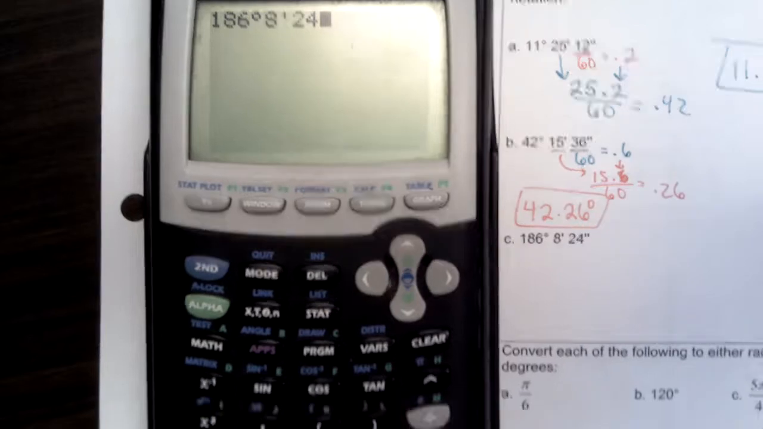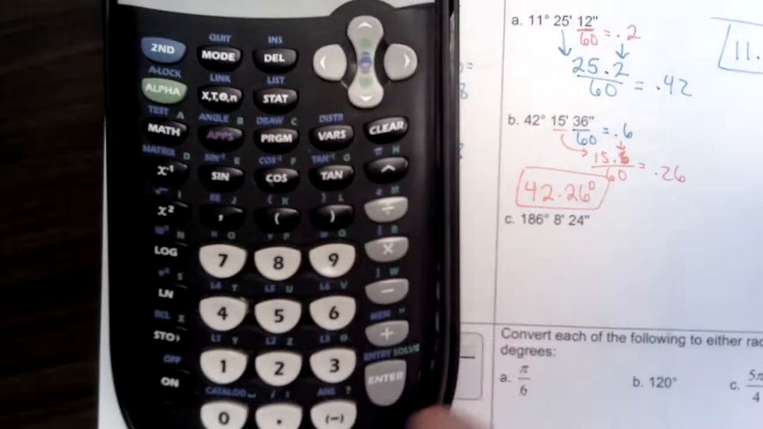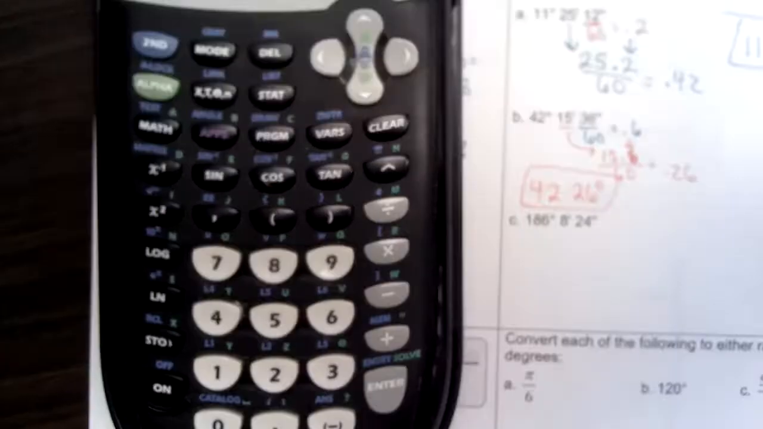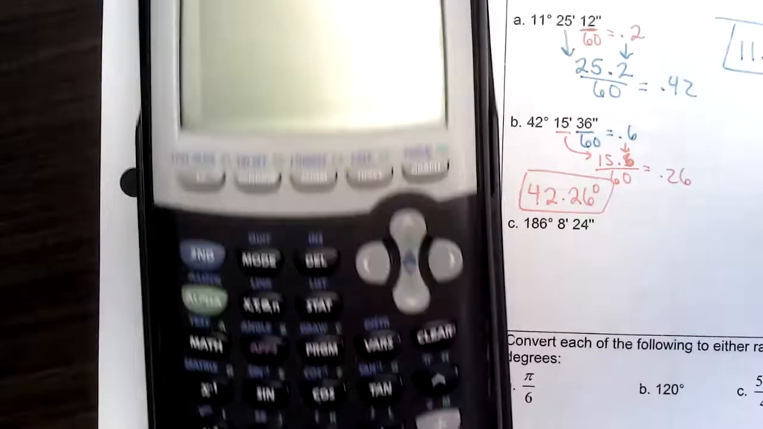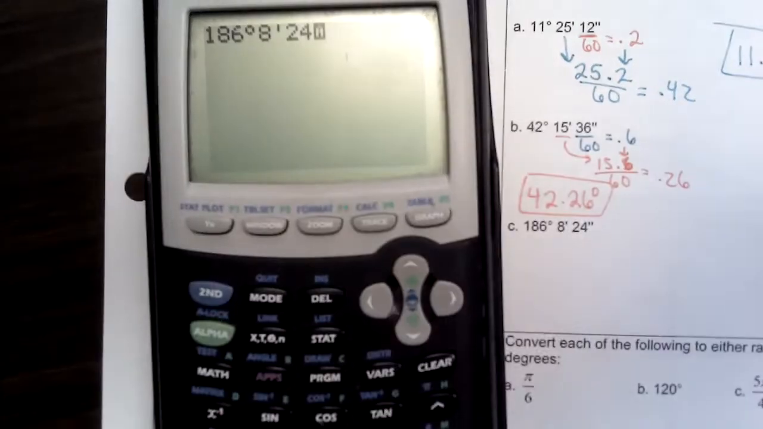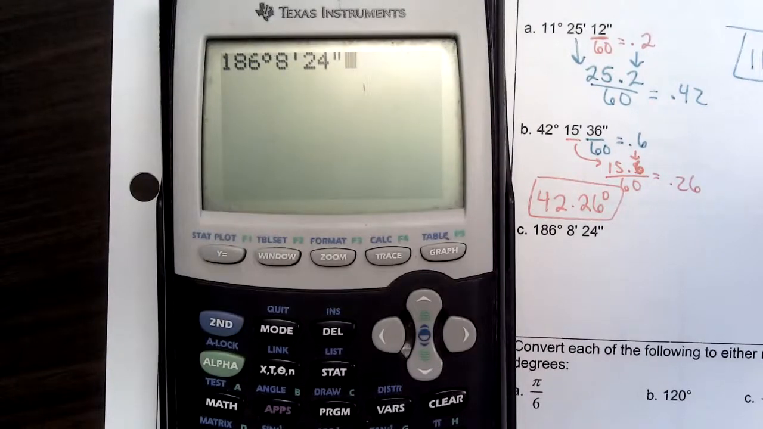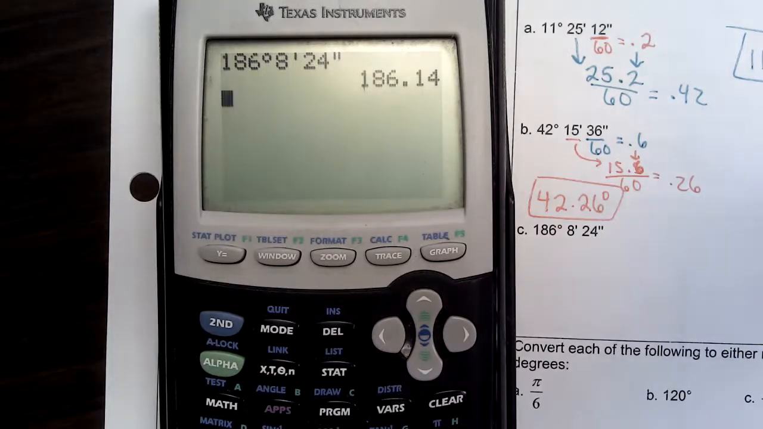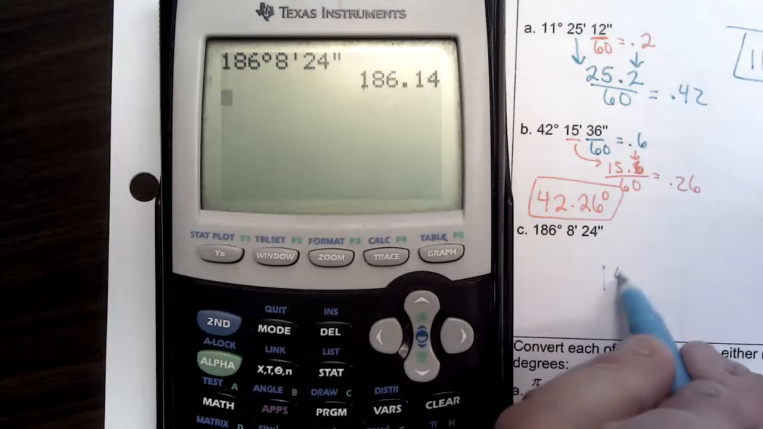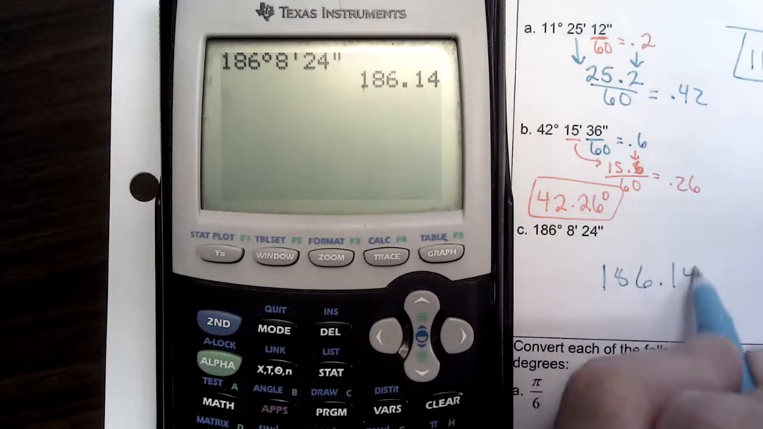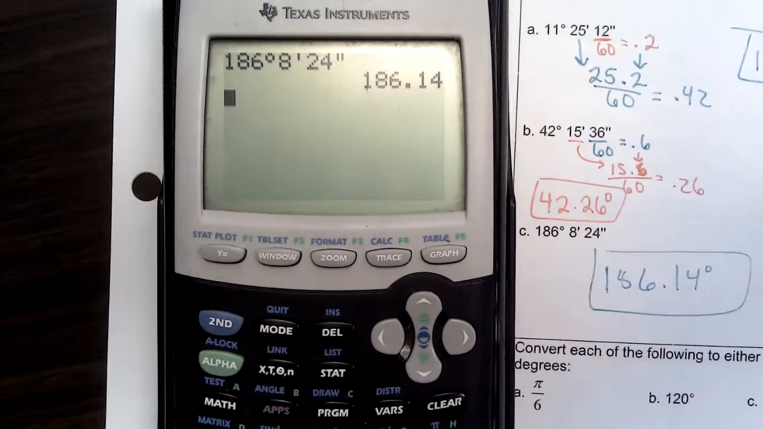Well, my seconds is actually down here on my plus sign, okay, and it's green. So I'm going to hit that alpha, okay, and then I'm going to hit the plus sign, okay, and that gives me my minutes. And then I don't have to go into the menu or anything. I just have to hit enter. And right there, it gives me my answer. So 186.14 degrees.